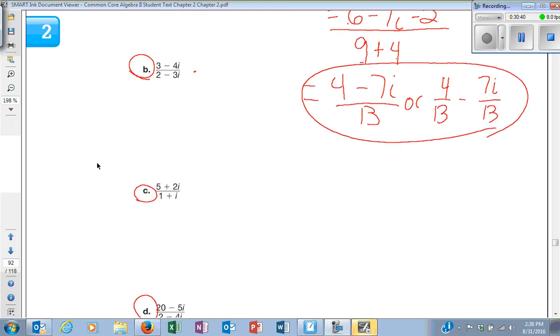The conjugate pair for B, you're going to multiply this, hopefully you see this, by 2 plus 3i, and then I'd also multiply the top by 2 plus 3i. And then on C, my conjugate pair would be 1 minus i, and I'd multiply the top by 1 minus i.